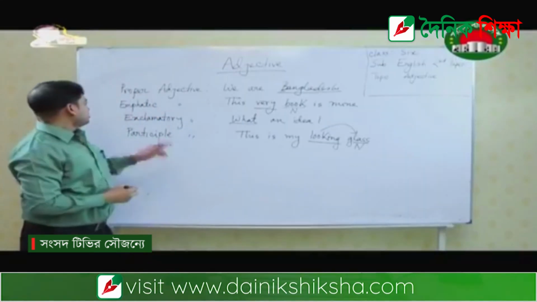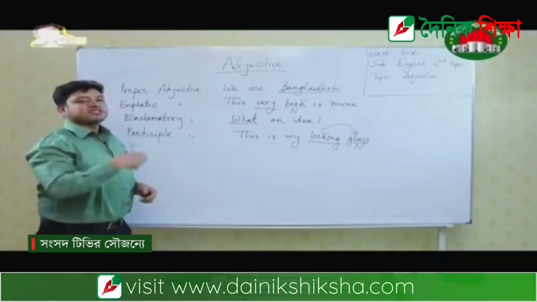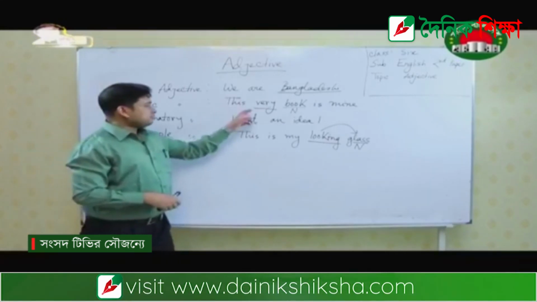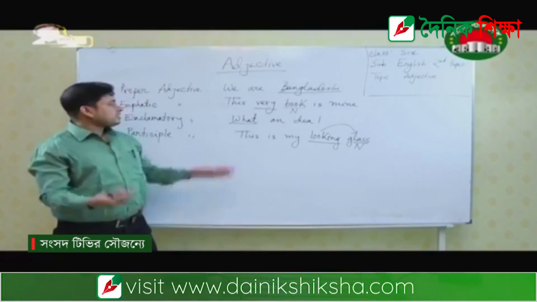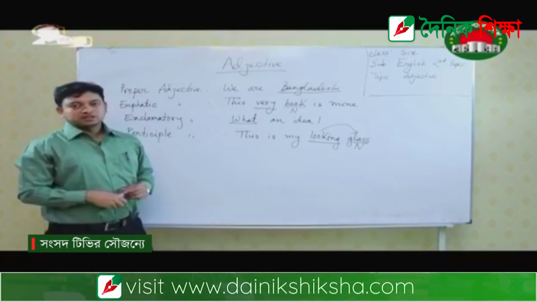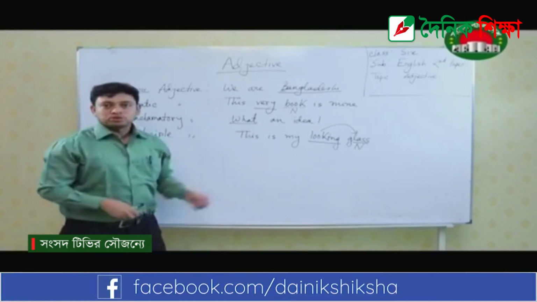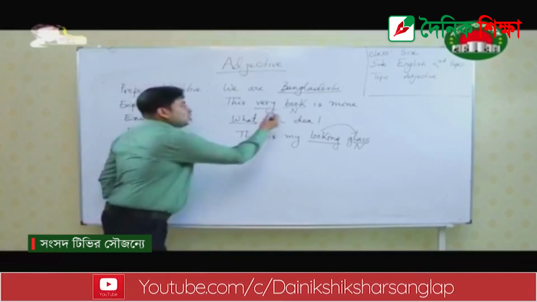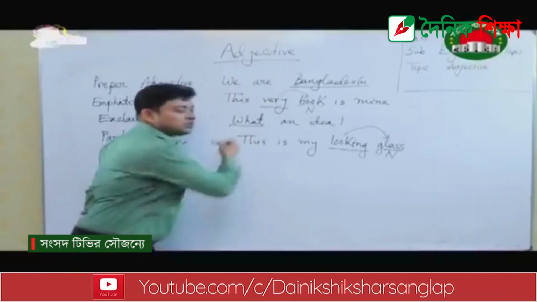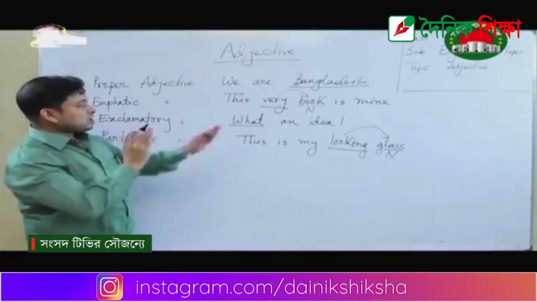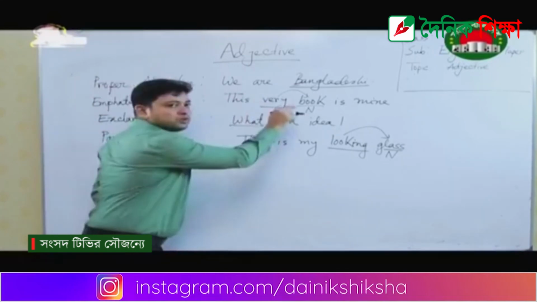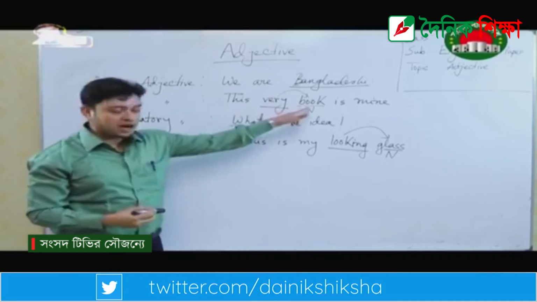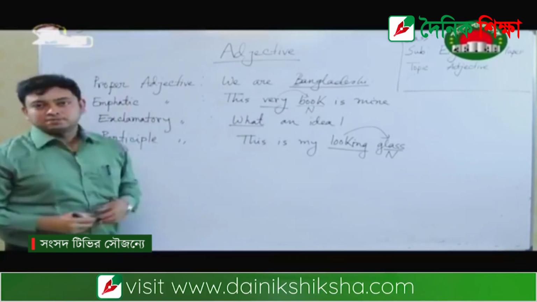Another adjective is emphatic adjective, because it is emphasizing. It is also known as emphasizing adjective. This very book is mine. If I say this book is mine, it is correct. But when I say this very book, that means I am giving more stress. More stress on what? More stress on book. So, students, this is very easy. Just focus on this: this very book, I am giving more stress with this word very, and the word is qualifying a noun, so it becomes emphatic adjective.